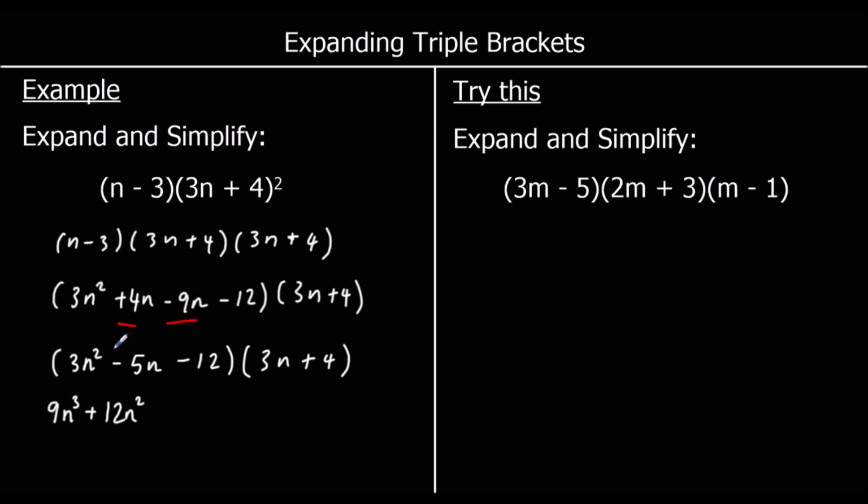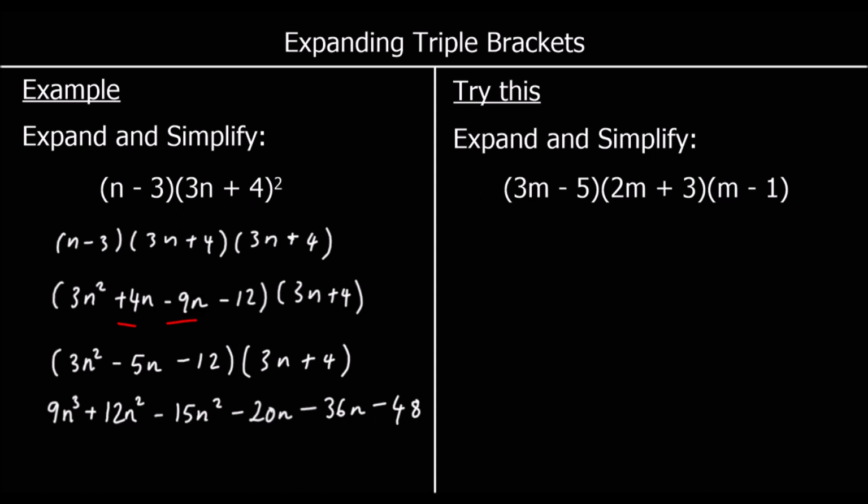Then moving on to the negative 5n, got a negative times a positive, so negative 5n times 3n is going to be negative 15n squared, negative times positive again, 5n times 4 is negative 20n, and we've got negative times positive again, so moving on to the negative 12, negative 12 times 3n, negative times a positive is negative, 12 times 3n is 36n, and negative 12 times positive 4 is negative 48.